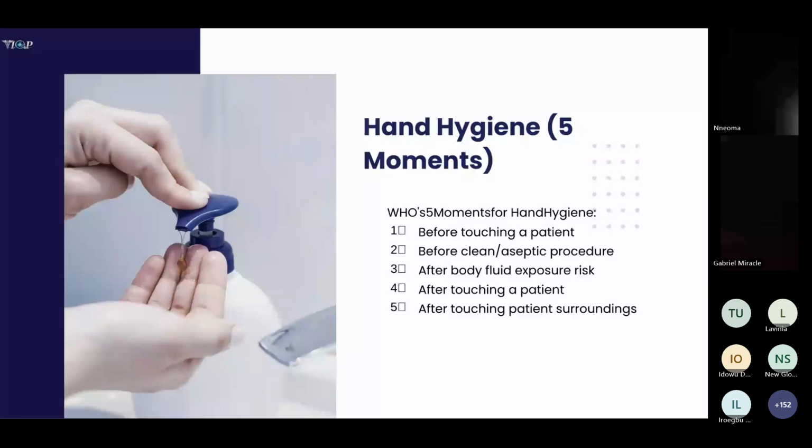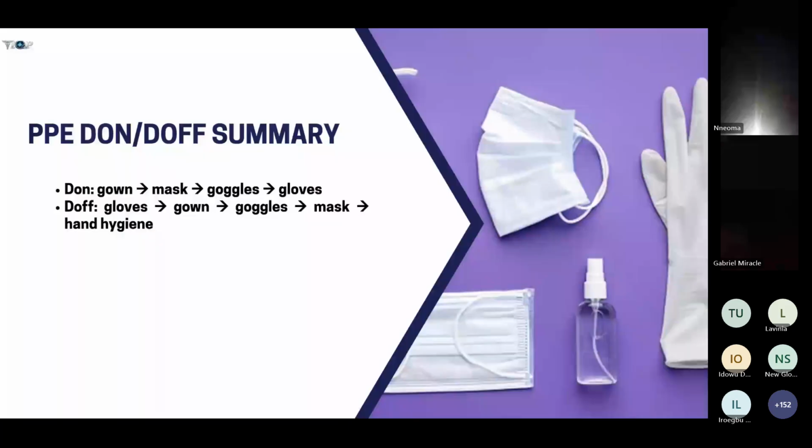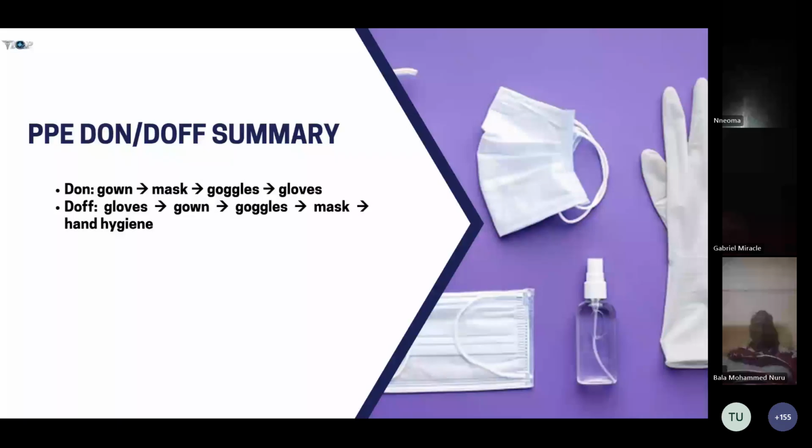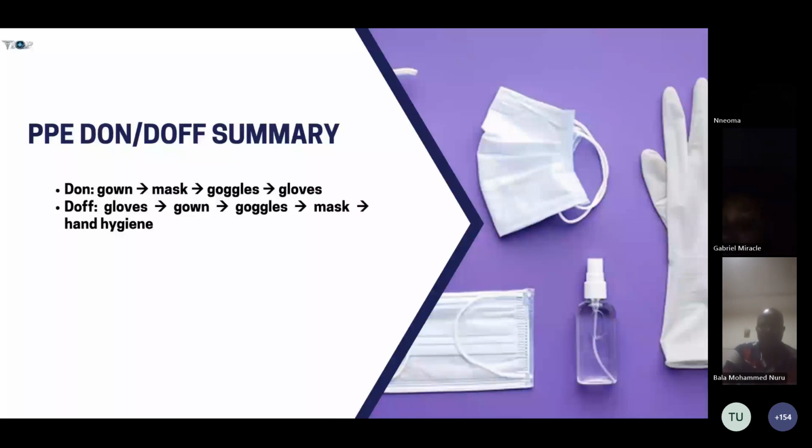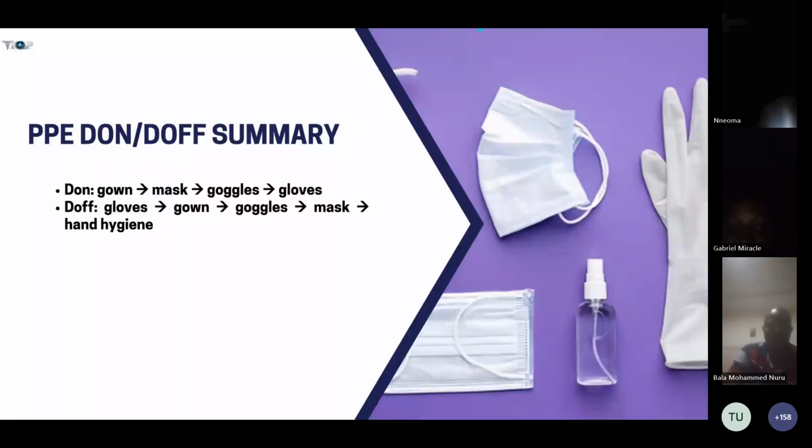Now, PPE donning and doffing summary. To don a PPE, you wear your gown first, your mask, the goggles, then the gloves. Do not make the mistake of wearing your gloves first. And number two, to doff your PPE, you remove your gloves first, your gown, your goggles, your mask, and then you do hand hygiene. I'll repeat again. To don your PPE, you wear your gown first, the mask, the goggles, and the gloves. Then to doff the PPE, that is to remove the PPE, you remove the gloves, the gown, the goggles, the mask, and then you do the hand hygiene.